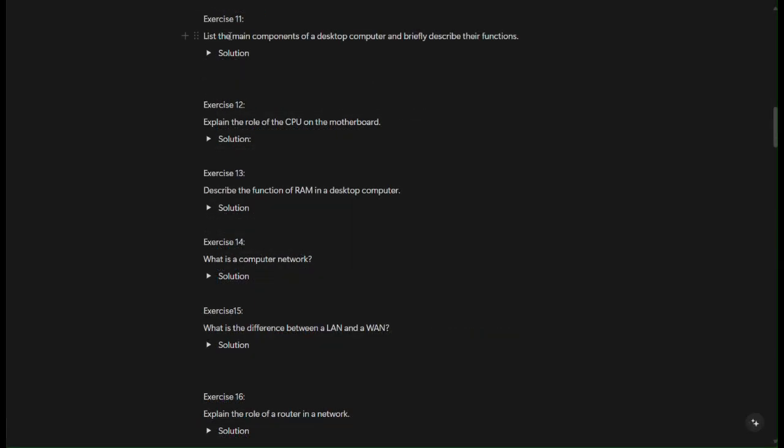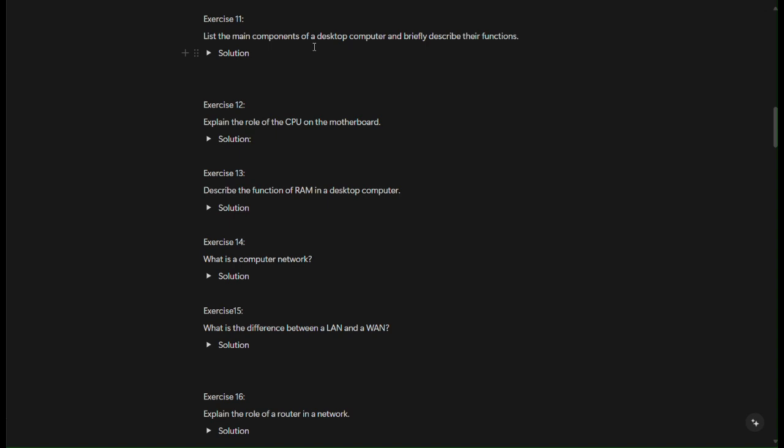7. List the main components of a desktop computer and briefly describe their functions. In a desktop computer, we have the motherboard. It's a circuit board that contains the CPU, the RAM, storage, etc.